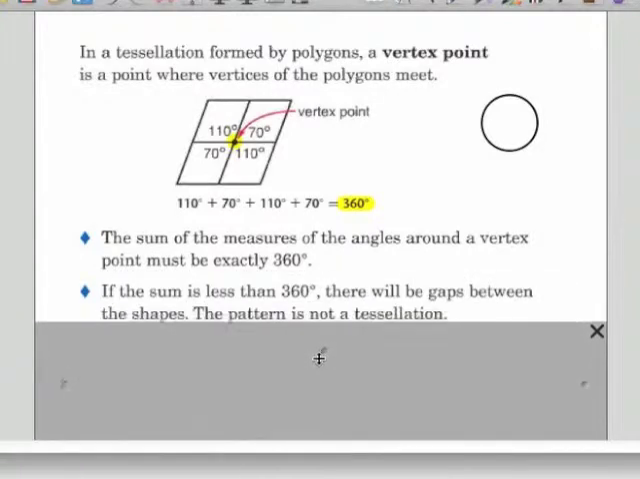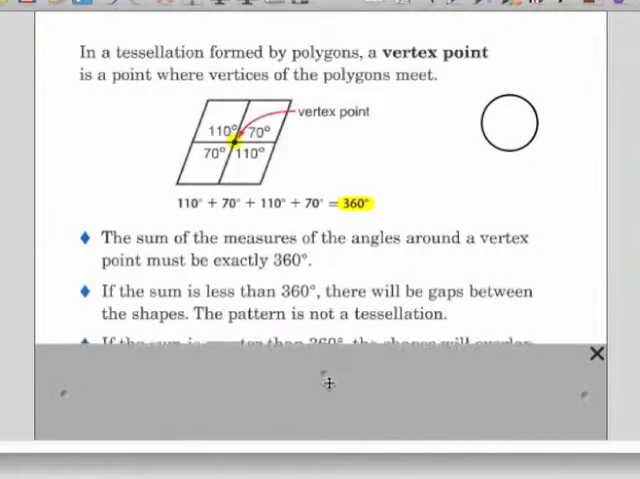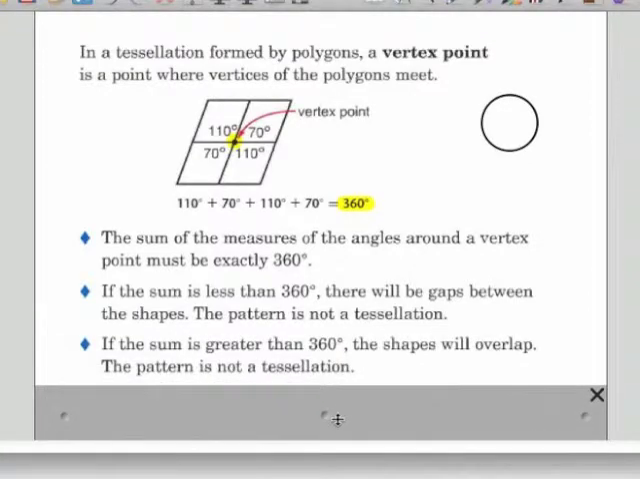Also, if the sum is less than 360, then there's going to end up being gaps in the shapes, and the pattern will not be a tessellation. It has to go all the way around, just like a circle, 360. If it's greater than 360, then that means the shapes are going to overlap. We've got too many degrees fitting in there.